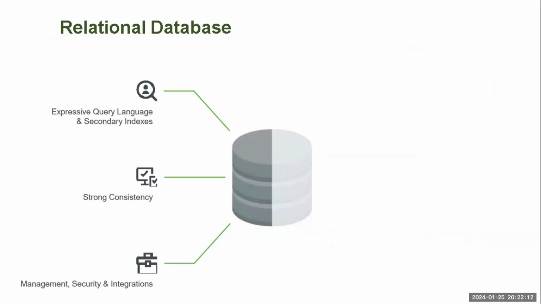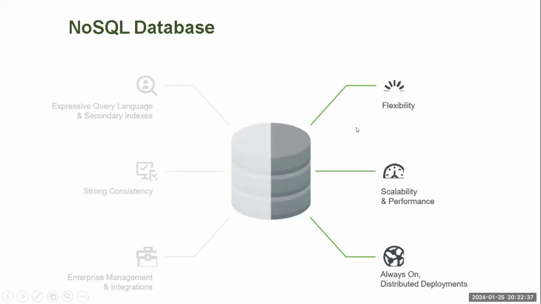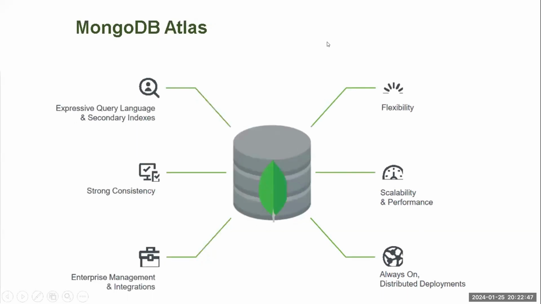If we talk about the relational database, we generally have the properties of strong consistency, management, security, and integrations, and expressive query language and secondary indexes. These are some basic properties we get in the relational database. And in the NoSQL database, we get some other flexibilities, such as scalability and performance. Now with MongoDB, we have all those properties available. We have the flexibility, strong consistency, scalability options and everything. That is why we prefer MongoDB.